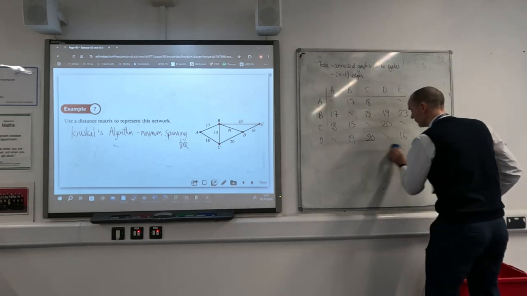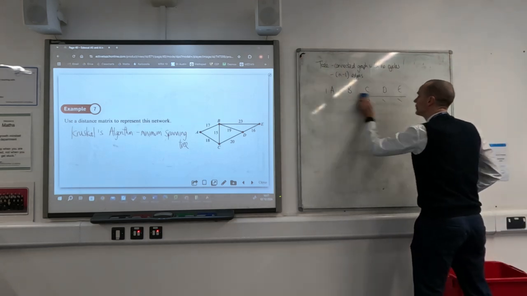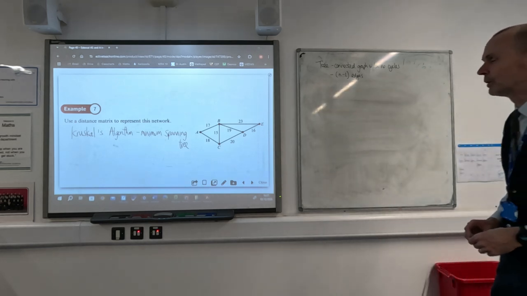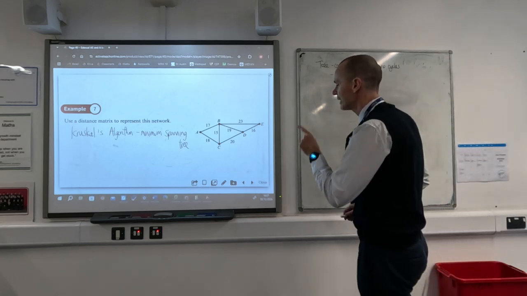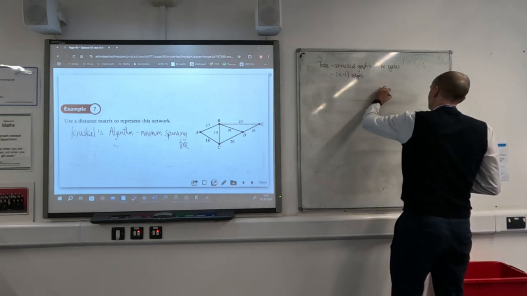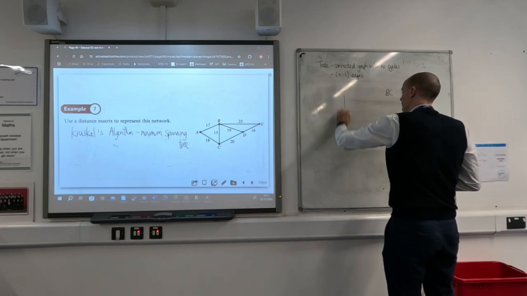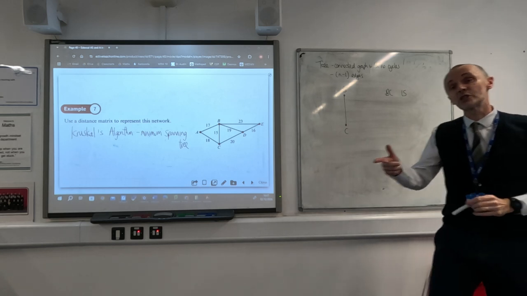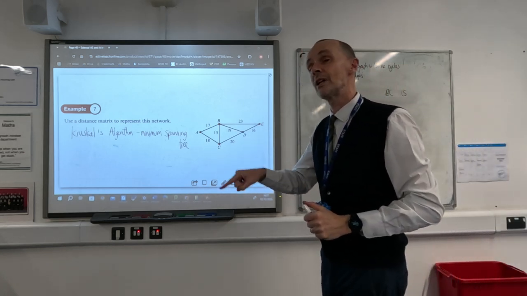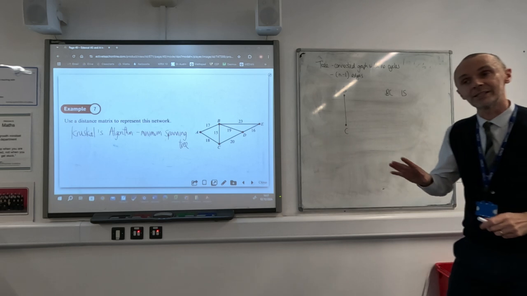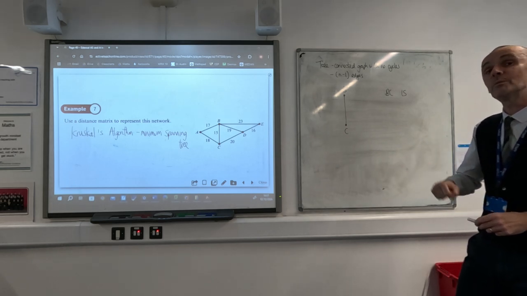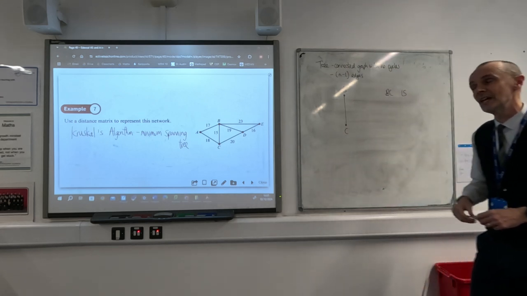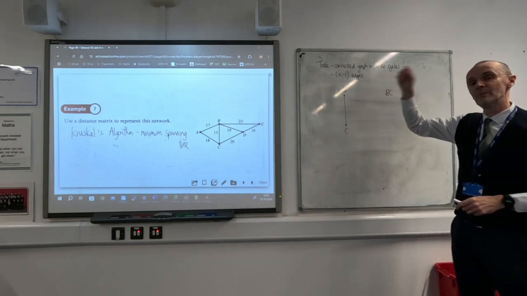Pick the shortest edge in the network. So the shortest edge in the network is B to C, which is 15. And then you pick the next shortest that doesn't create a cycle with the ones you've already created. And you continue until you've got n-1 edges.